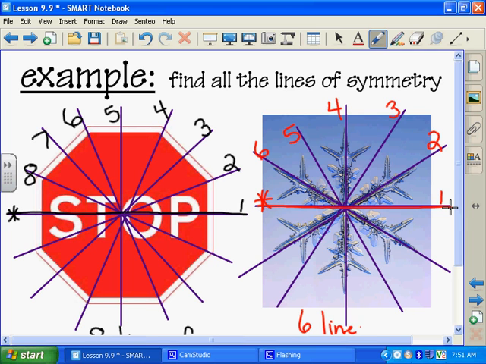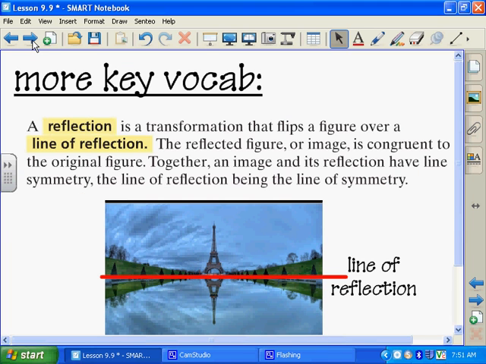All right, next we have some more key vocabulary, and this is reflections. So we have a line of symmetry and we have a line of reflection. They're two totally different things, but they are very similar. A reflection is a transformation that flips a figure over a line of reflection. A line of reflection is drawn and then a figure flips over it. The reflected figure or image is congruent to the original figure.